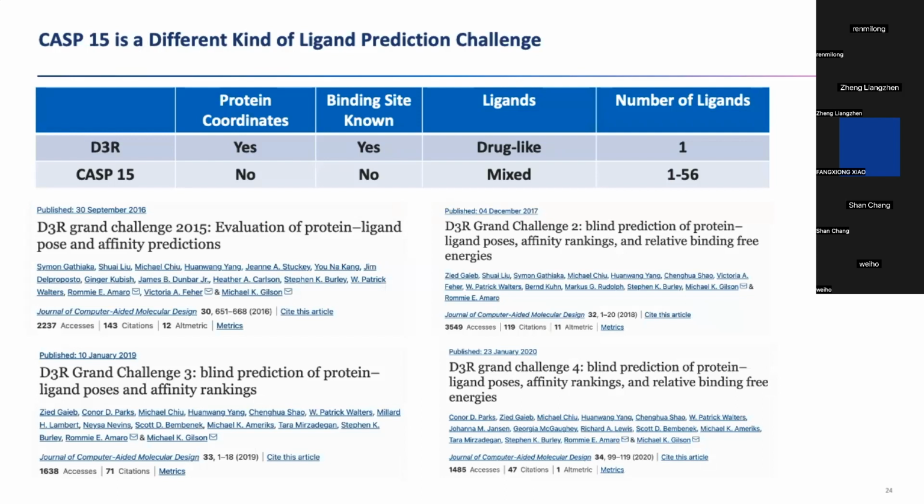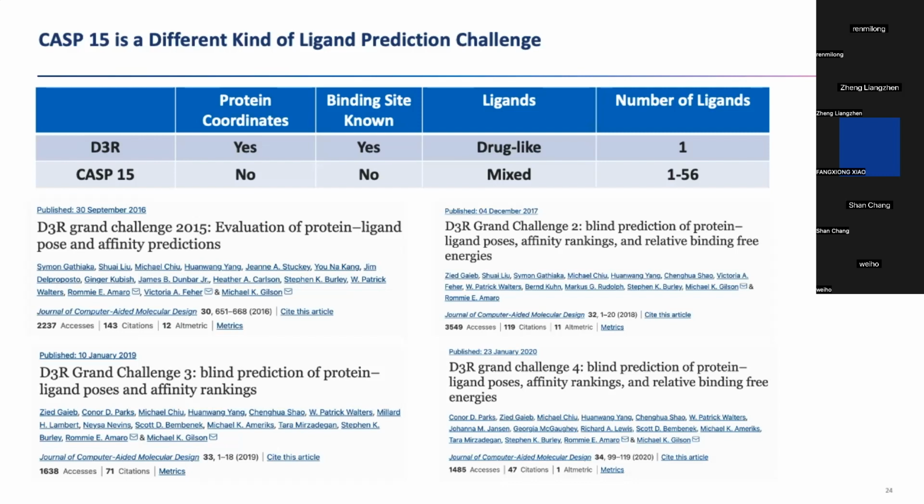As Xavier was mentioning, this is a new, unprecedented area. From 2015 to 2019, I worked with Romy Amaro and Mike Gilson on the D3R challenge, but compared to what we're doing here at CASP, D3R was child's play, because in D3R we were giving people a protein structure. We gave them a PDB file for the protein, and we were asking them to dock ligands. Then we assessed the binding pose RMSD and also asked people to predict binding affinities. In CASP, we don't have protein coordinates. The binding site is not known.